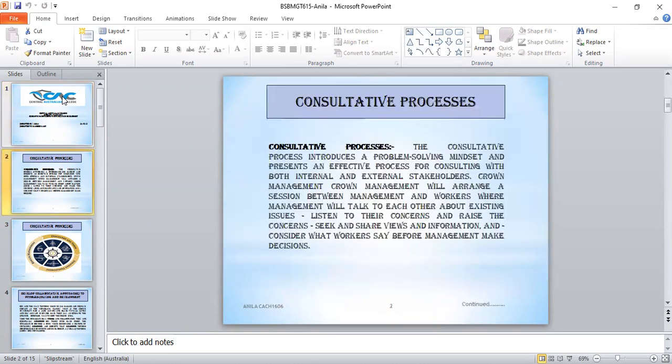To begin with is a consultative process. The consultative process introduces a problem-solving mindset and presents an effective process for consulting with both internal and external stakeholders. Management will arrange a session between management and workers where they will talk about existing issues, listen to their concerns, seek and share views and information, and consider what workers say before management makes decisions.